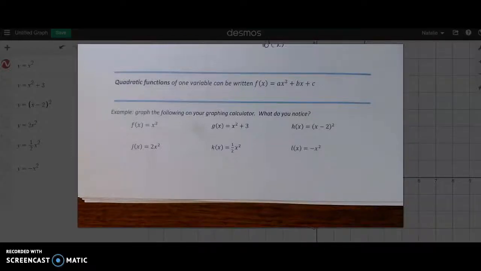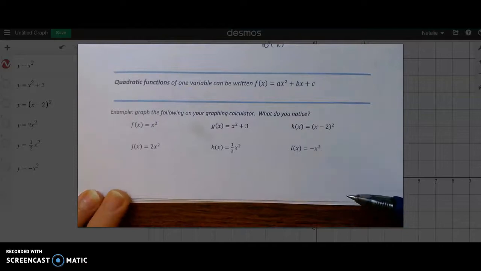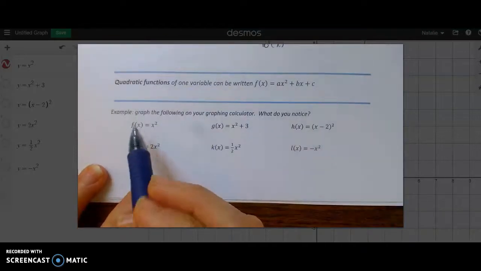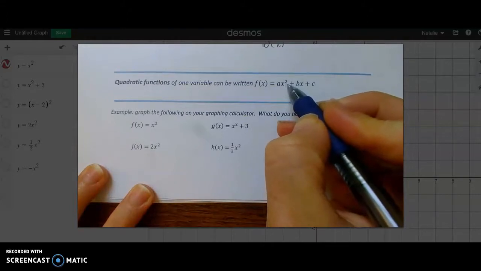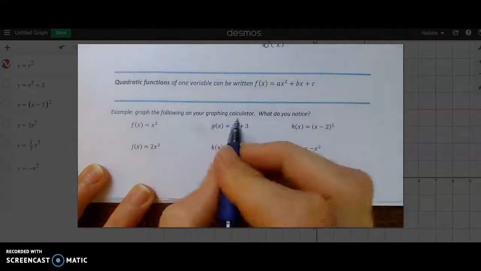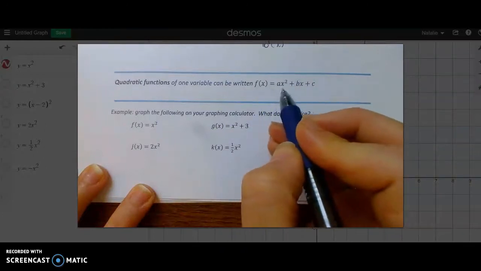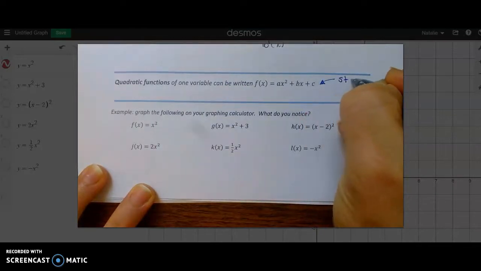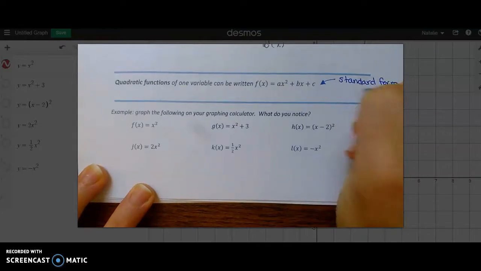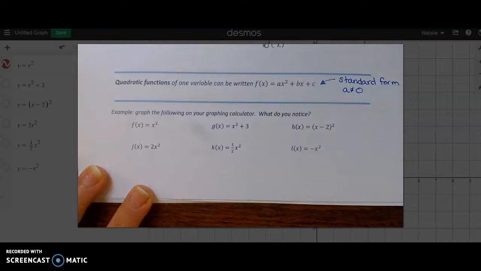All right, so we already talked about constant functions, which are degree 0, and linear functions, which are degree 1. Now quadratic functions are degree 2 because the highest exponent here is 2. They're of the form ax squared plus bx plus c. When the function is written in this form, it's called standard form.